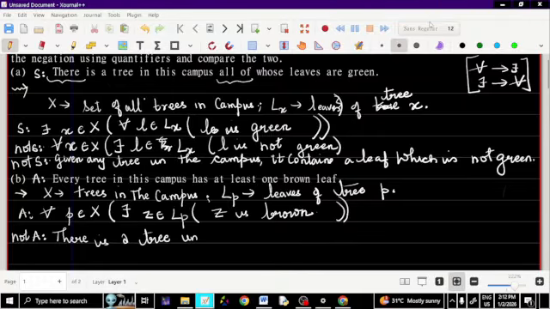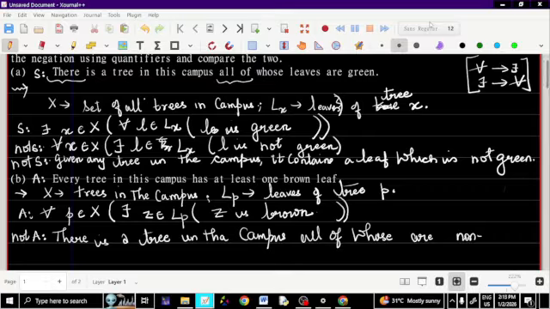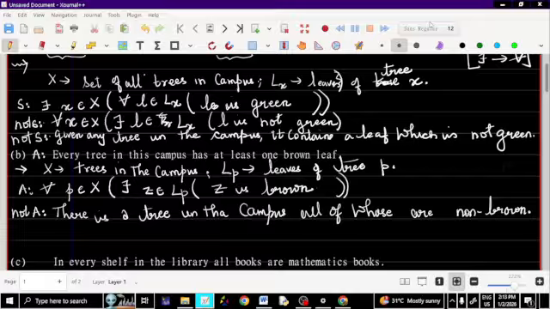There is a tree in the campus, all of whose leaves are non-brown. That means they are not brown. So you pick up any leaf of the tree there. There is at least one tree in which all the leaves are not brown. Correct?